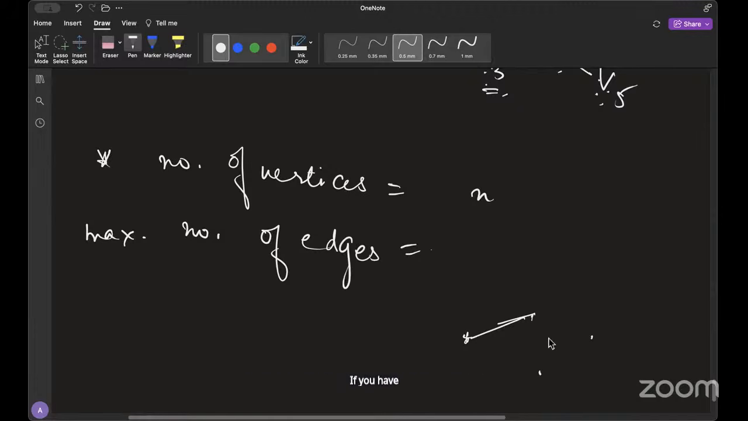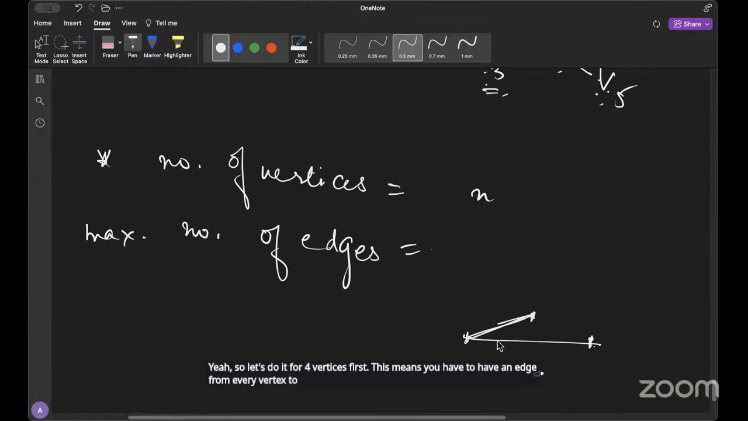Here you will have 4? Then 4 is not the answer here. We're talking about edges, not vertices. Maximum number of edges. Let's do it for 4 vertices first. This means you have to have an edge from every vertex to every other vertex, right?